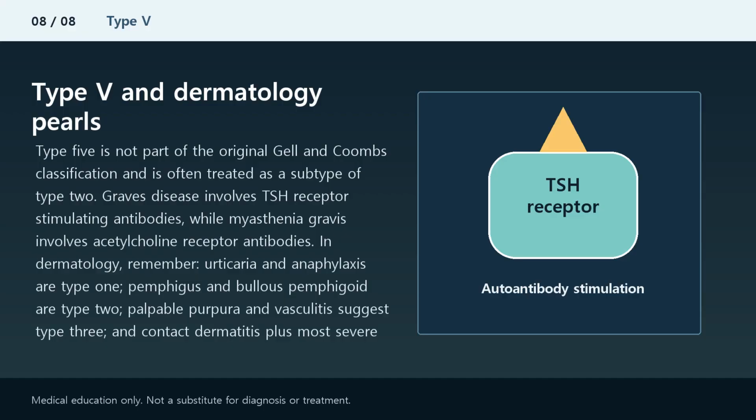In dermatology, remember, urticaria and anaphylaxis are type 1, pemphigus and bullous pemphigoid are type 2, palpable purpura and vasculitis suggest type 3, and contact dermatitis plus most severe cutaneous adverse reactions are type 4.